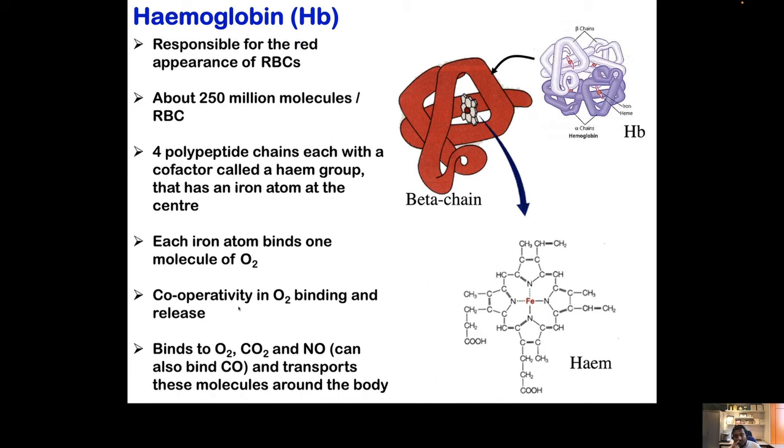So when we talk about red blood cells, we must talk about a protein called hemoglobin. Hemoglobin is the protein that gives the red appearance to red blood cells, and it is the protein that carries oxygen and carbon dioxide around the body. So you need to really remember some basic characteristics about hemoglobin. Around 250 million hemoglobin molecules are present in every single red blood cell.